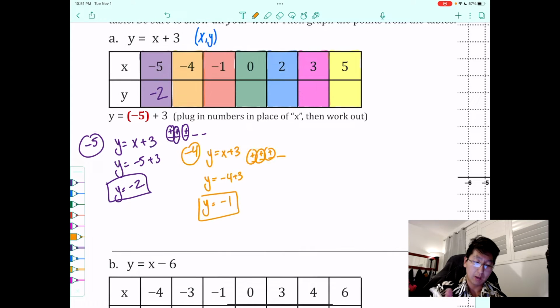So I'm going to go back here. When x is -4, when I plug that in, y is -1. Let's try the next one. I'm going to do it in red, and now you could probably see why I'm color coordinating. -1.